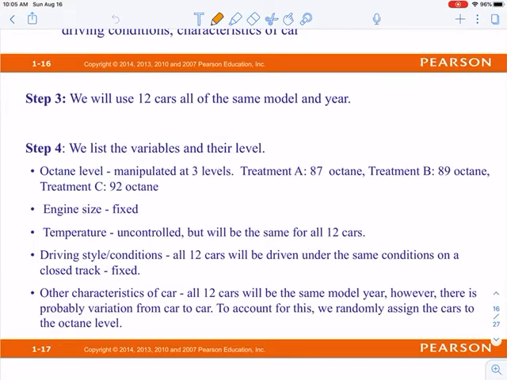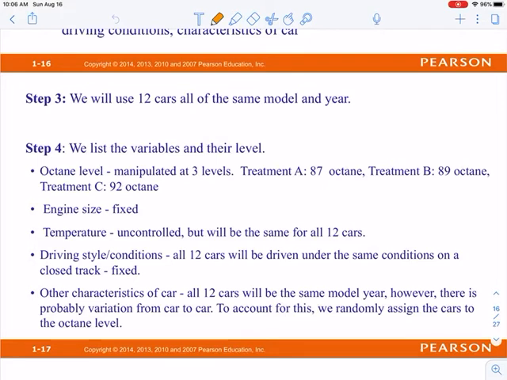Your engine size, again, that's something that we can control. We're going to fix that. So again, that's one variable we can take out of the equation. Temperature, that's uncontrolled. I have no control over whether the temperature is going to be 75 degrees today or 32 degrees. But what we will do is we'll make it the same for all 12 cars.